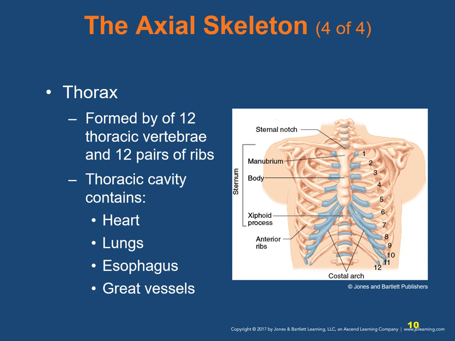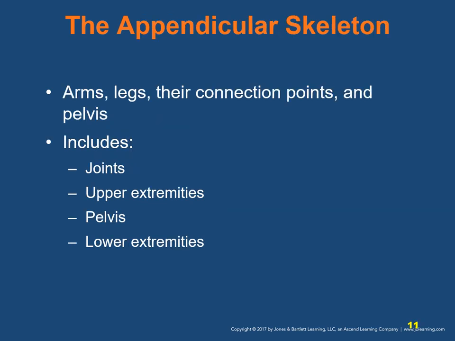And this is a slide of the thorax that I just explained, formed by 12 thoracic vertebrae and 12 pairs of ribs, and contains the heart, lungs, esophagus, and the great blood vessels. This also includes joints, upper extremities, the pelvis, and the lower extremities.